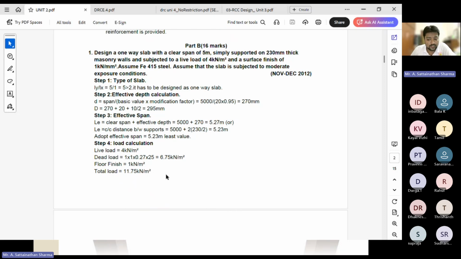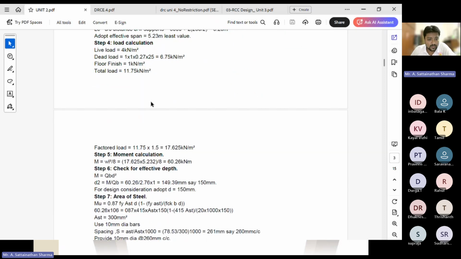So to convert the working condition into design condition, what you have to do? You have to multiply with the factor of safety. What is the factor of safety? Load factor of safety 1.5. So here they have done 11.75 into 1.5. You are getting the factored load.